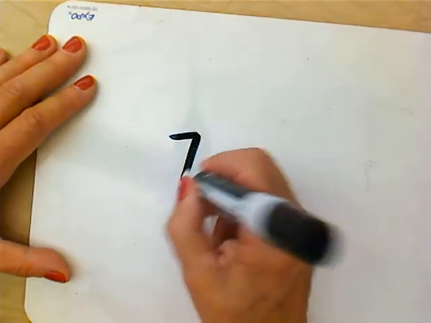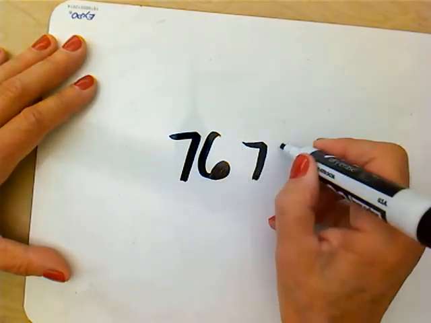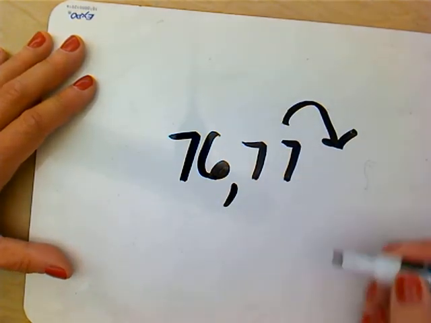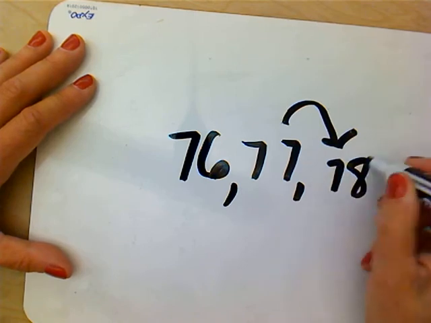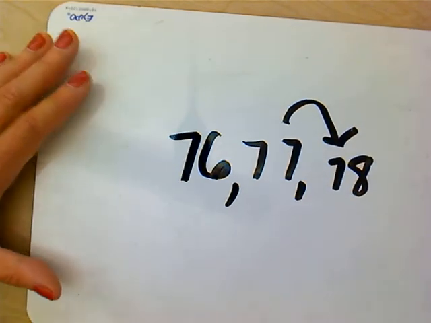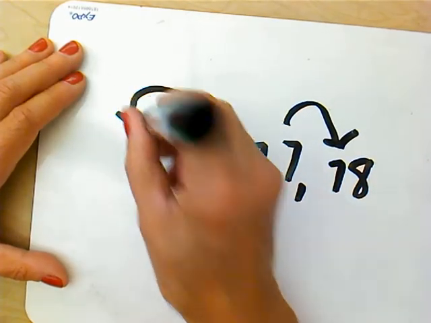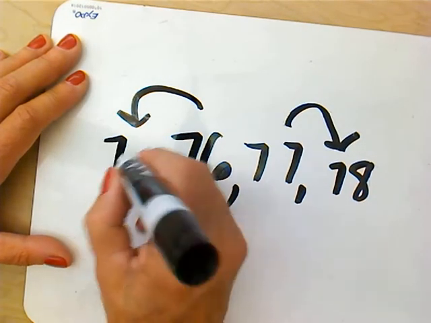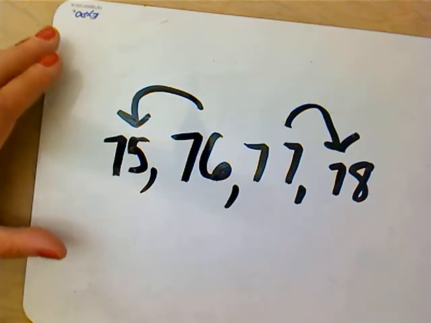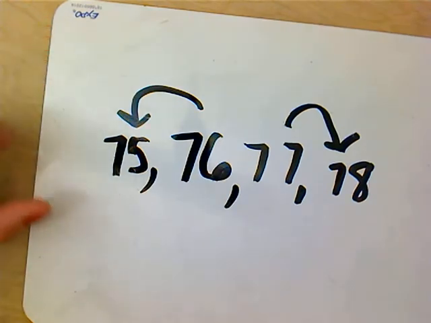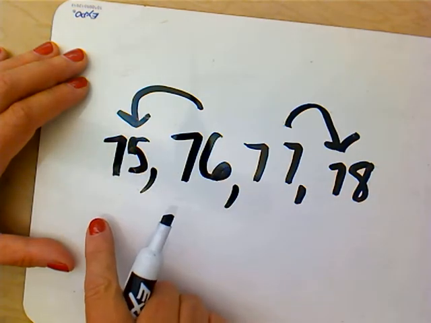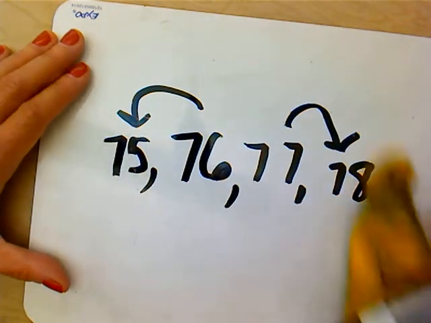So what if I said 76, 77? What would come after 77? Did you say 78? If you did, you're absolutely correct. What would come before 76? What number comes before 76? Well, if you have your thinking cap on and you're counting backwards by 1, did you say 75? So we're looking at the numbers that come before a particular number and after a number. That's what you're going to be doing on your sprint today.